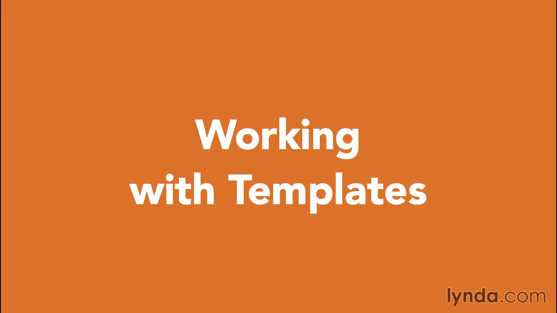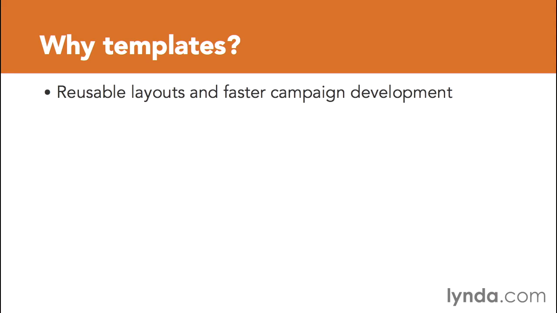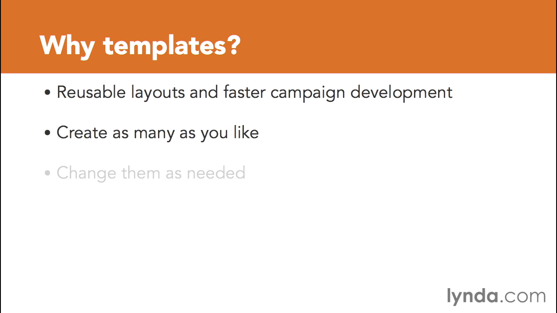MailChimp templates are reusable layouts that you design and use to create campaigns, also known as email newsletters. You may have only 1 or 2 templates, or you could have dozens, depending on what types of campaigns you are sending. You may change your templates often, or you could create one and use it for years.